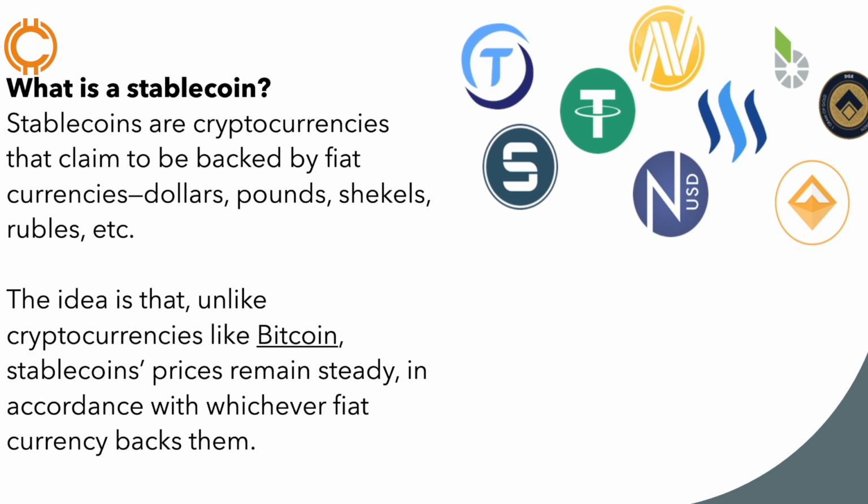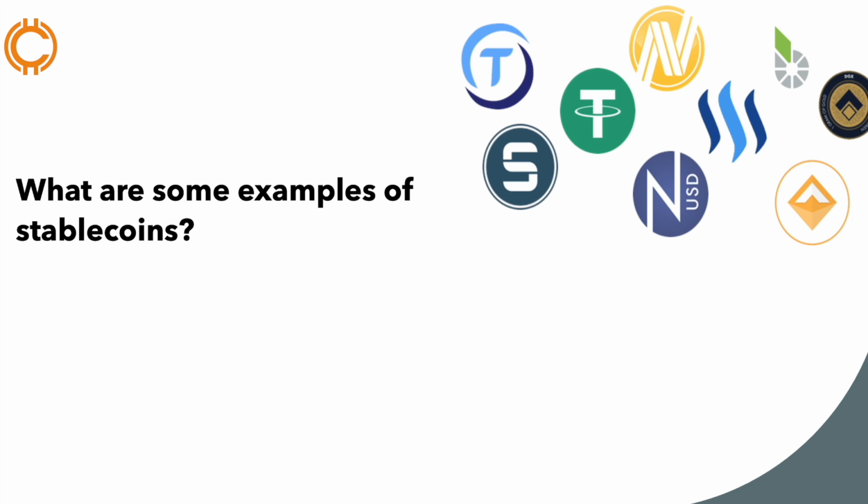So what is a stablecoin? Stablecoins are cryptocurrencies that claim to be backed by fiat currencies such as dollars, pounds, shekels or rubles, etc. The idea is that unlike cryptocurrencies like Bitcoin, stablecoins' price remains steady in accordance to whichever fiat currency backs them. What are some examples of stablecoins then?